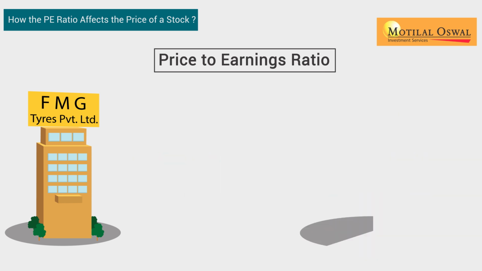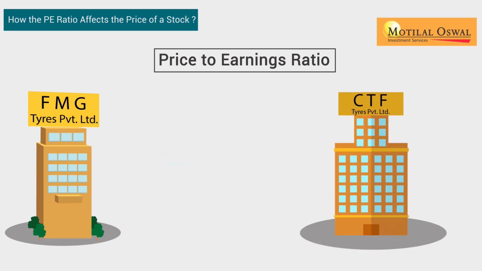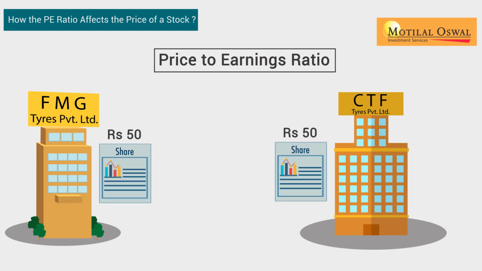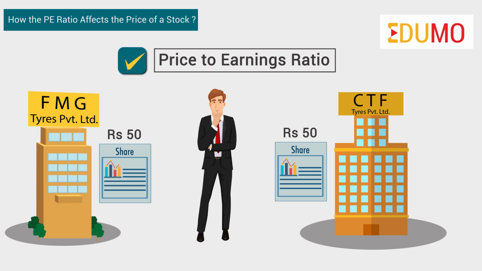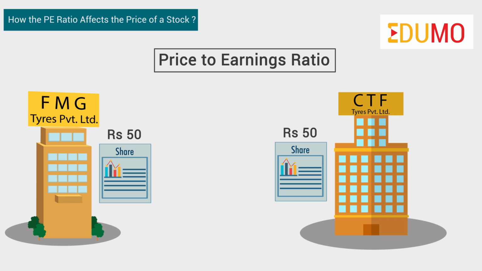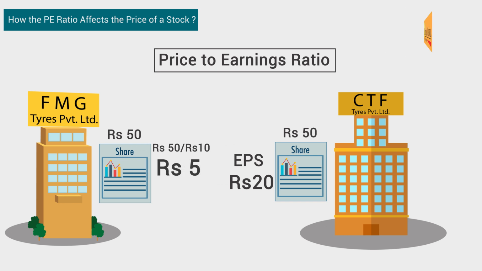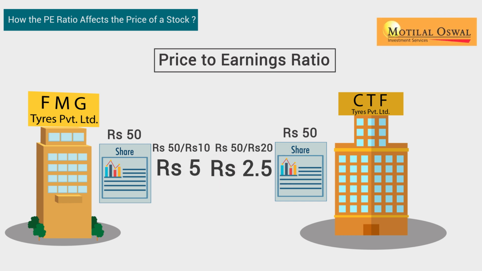So for instance, assume two companies are both trading at Rs 50 per share. They both belong in the same line of business. PE ratio can help an investor pick one of the two. Company 1 reported an earnings per share of Rs 10, whereas Company 2 reported an EPS of Rs 20. In this case, the PE of Company 1 is 5 and that of Company 2 is 2.5. This makes Company 2 a more valuable stock to own.